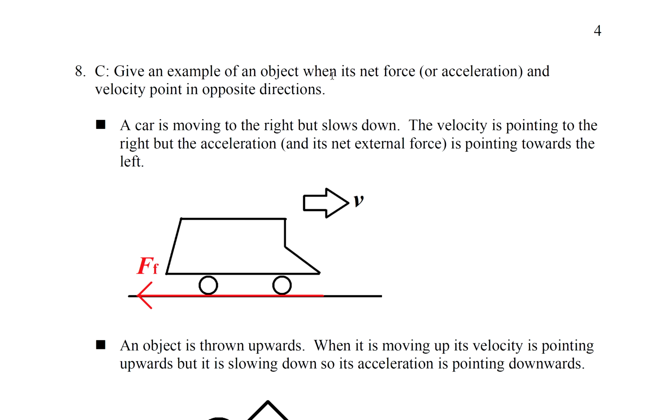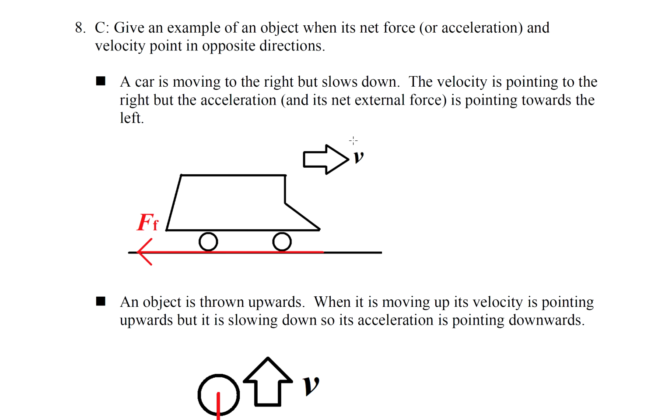Question 8. Give an example of an object when its net force or acceleration and velocity point in opposite directions. So here a car is moving to the right but slows down. The velocity is pointing to the right, but the acceleration and its sigma F is pointing towards the left.